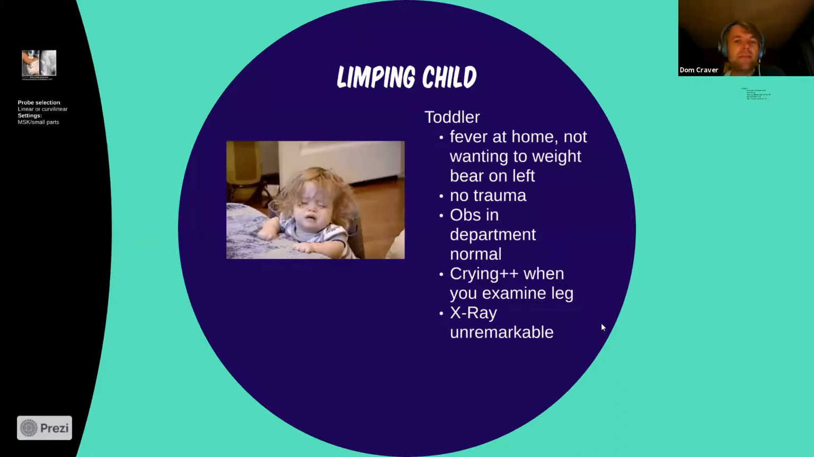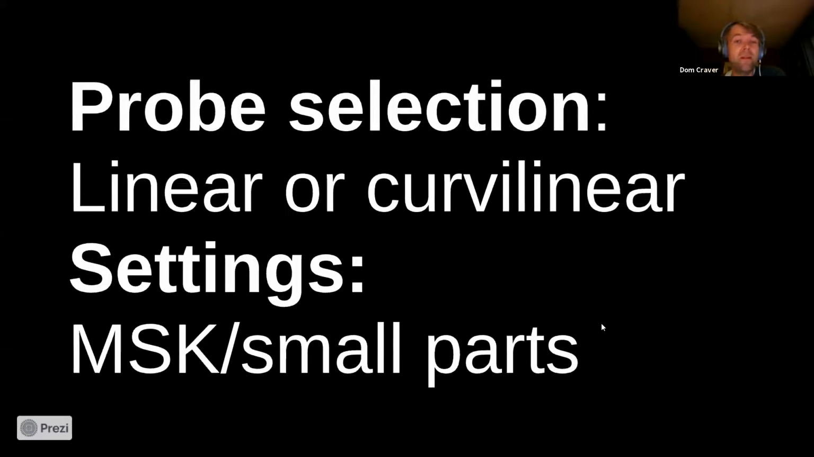So thinking about the probe, a linear probe tends to be best because they're small enough, so you've got a footprint big enough. You don't need that much depth. So 5 centimeters should be fine. But if they're a large child, if they're overweight or they've got adipose tissue in that area, you might want a curvilinear probe. Just put it on an MSK setting, that'd be fine. Okay.